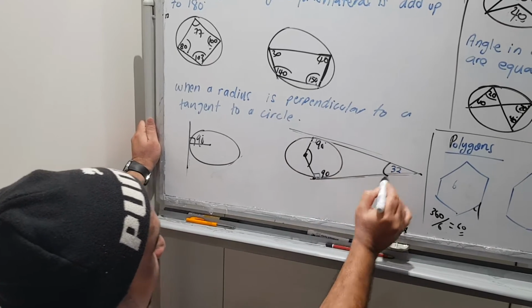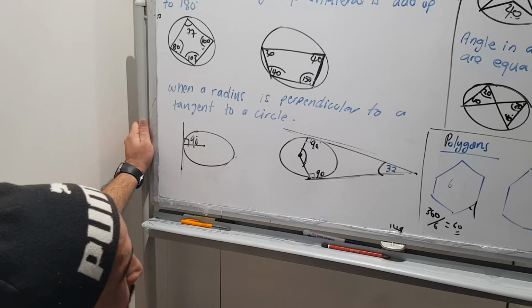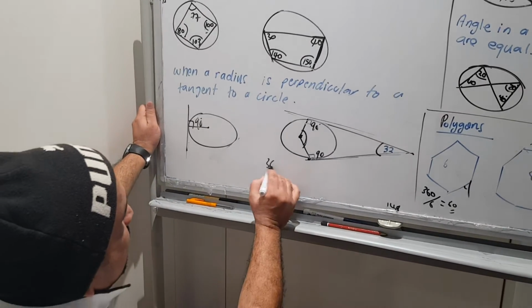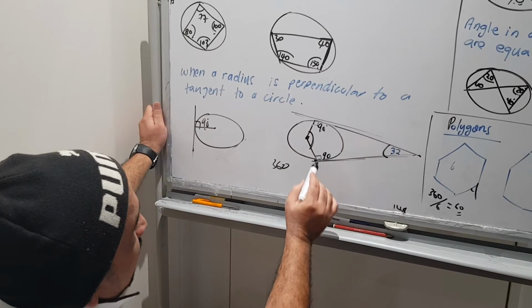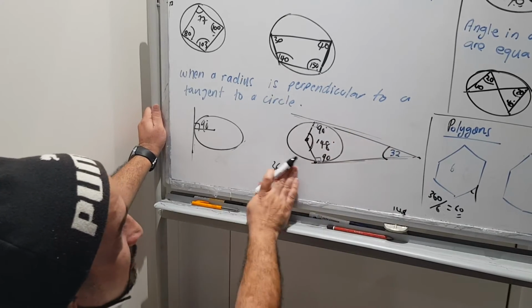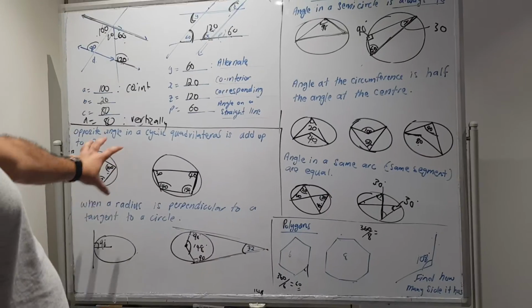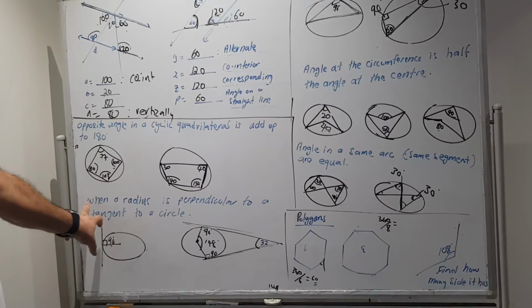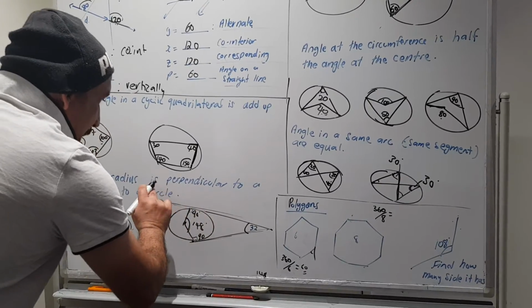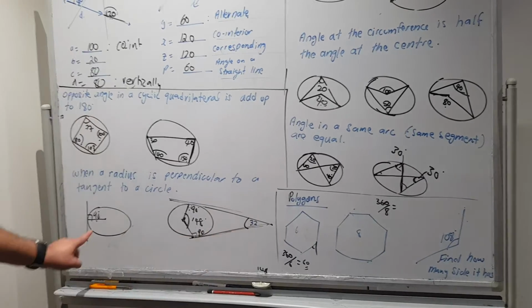And this is 32. To find this one, you add them up and take it away from 360, because a four-sided figure is always 360. So 360, and you add them all up, and you will get this answer to be 148. Adding them all up will give you 360. Okay. So whenever there is a radius, it is perpendicular to a tangent, this is 90. A radius perpendicular to a tangent is 90. Right?